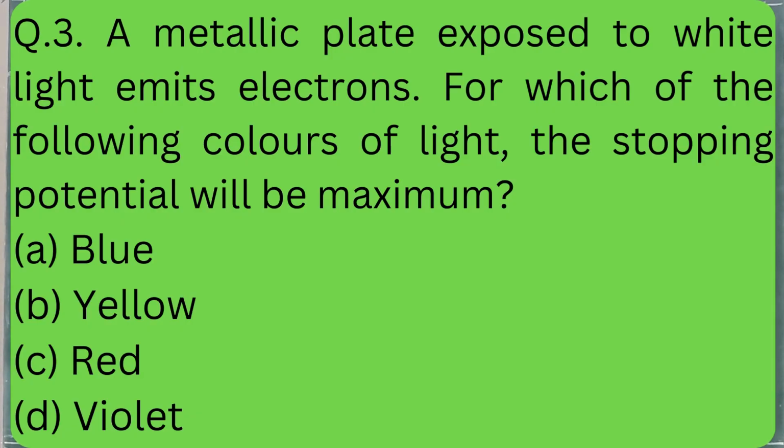Third question: a metallic plate exposed to white light emits electrons. For which of the following colors of light will the stopping potential be the maximum? A. Blue, B. Yellow, C. Red, and D. Violet. So the correct answer is D.